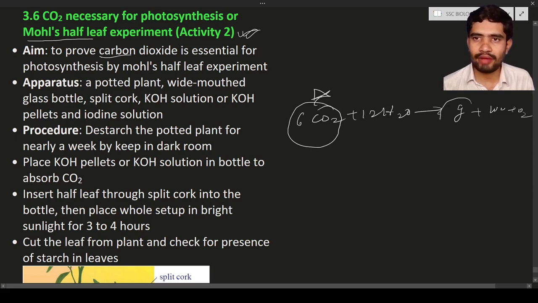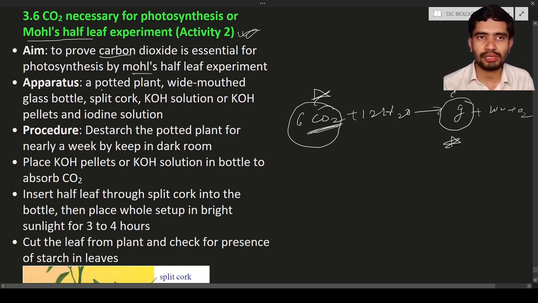In activity 1, we proved that glucose is produced during photosynthesis, and that starch is present in the leaves. That was done in activity 1. In activity 2, we have to prove that carbon dioxide is essential for photosynthesis. So here the aim is to prove that carbon dioxide is essential for photosynthesis by Moll's half-leaf experiment.